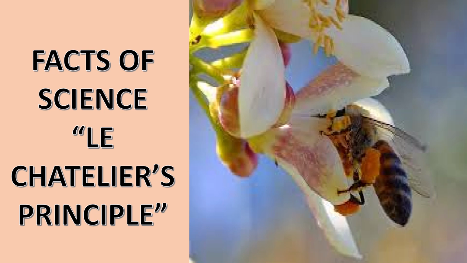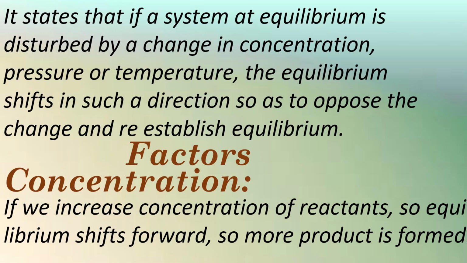So Le Chatelier's principle states about reversible reactions in which equilibrium between reactant and product is established. This principle states that if a system at equilibrium is disturbed by a change in concentration, pressure or temperature, the equilibrium shifts in such a direction so as to oppose the change and re-establish equilibrium.